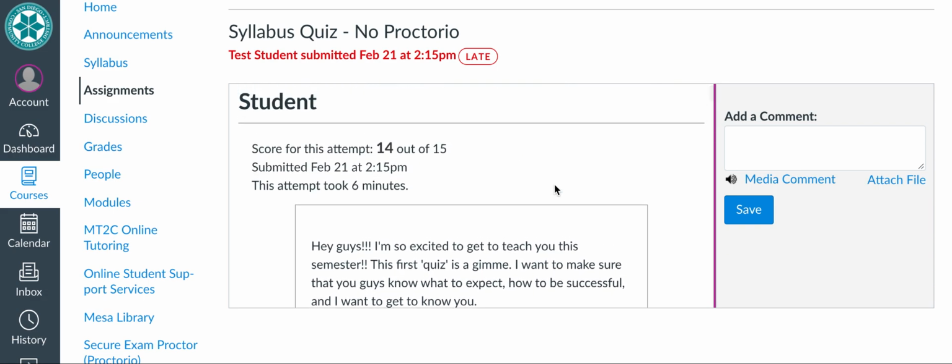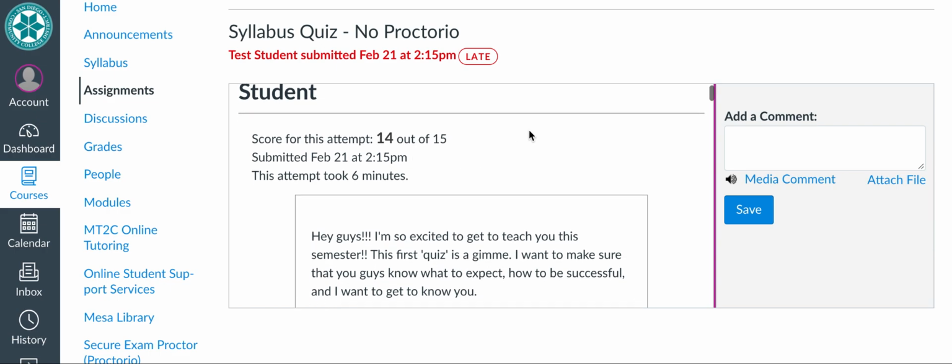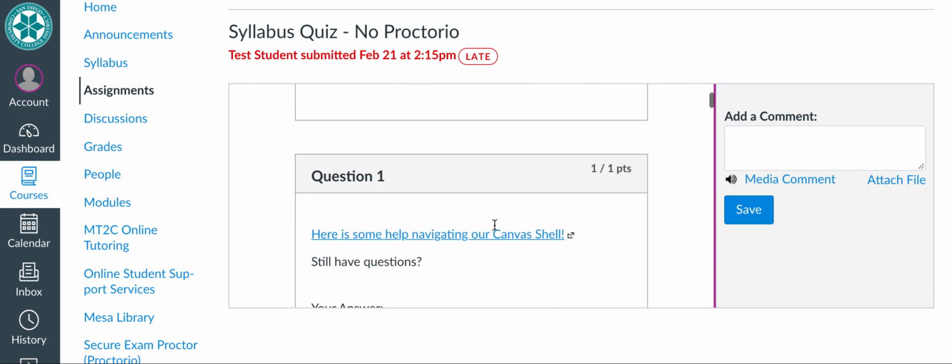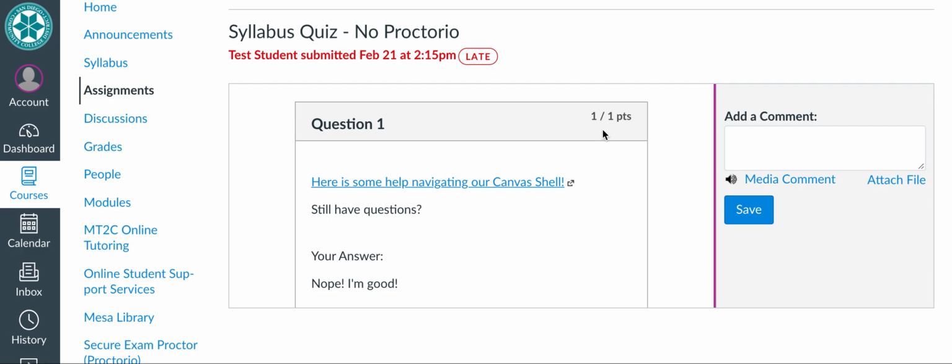So just a couple things I want to talk about. The first thing is the total score here, right? So that's going to be counting all of the points, including the points that I've given back for certain questions. So for example, this question is worth 1 point, and I've given the person 1 point here, right?